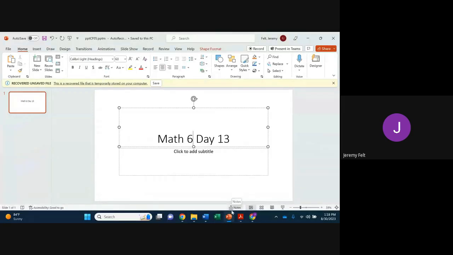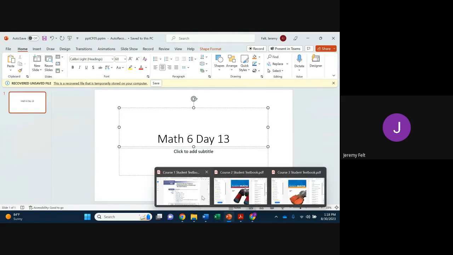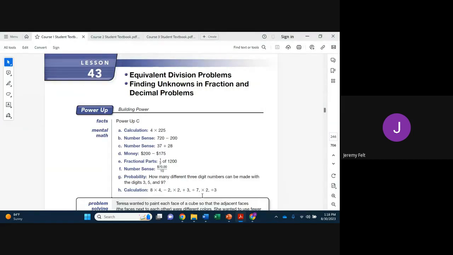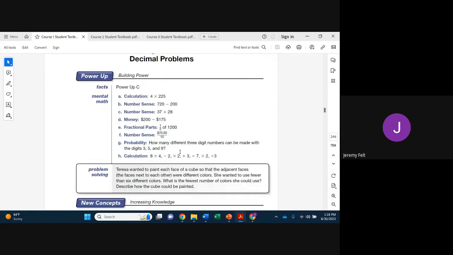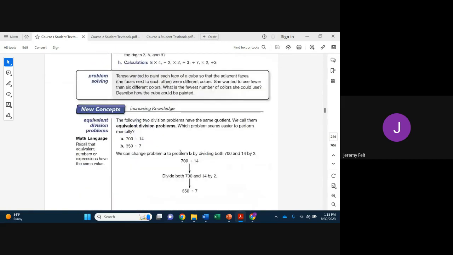All right, welcome. We're day 13 now, and we are looking at lesson 43 and 44 today. So, lesson 43, we're looking at equivalent division problems, finding unknown fractions, and decimal problems. So, working more with fractions and unknowns.